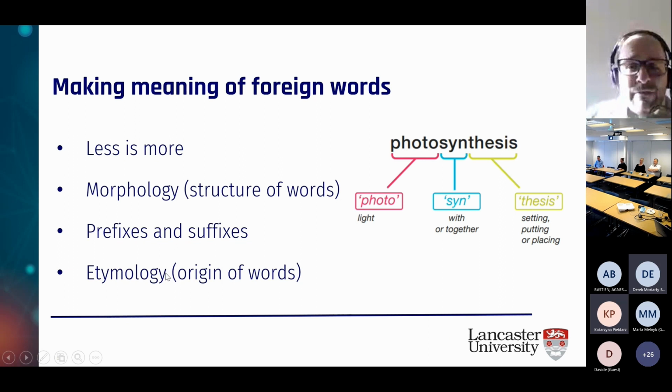And the vast majority of the foreign words we need to learn are made of prefixes and suffixes, and they repeat. We just need to make sure our students understand it and understand it systematically. So a good example is photosynthesis. Photo derives from light in Greek. Syn is about putting things together. And thesis is about setting or putting or placing. So yeah, putting things together. And this is just an example.